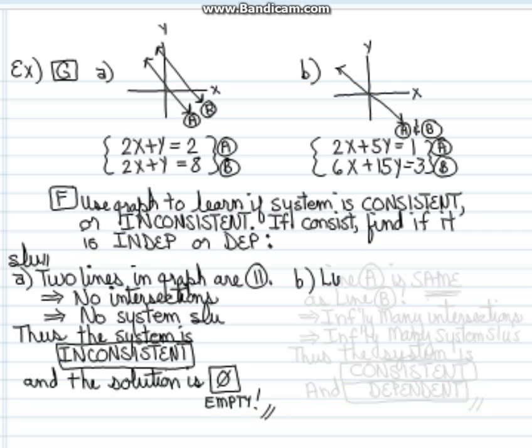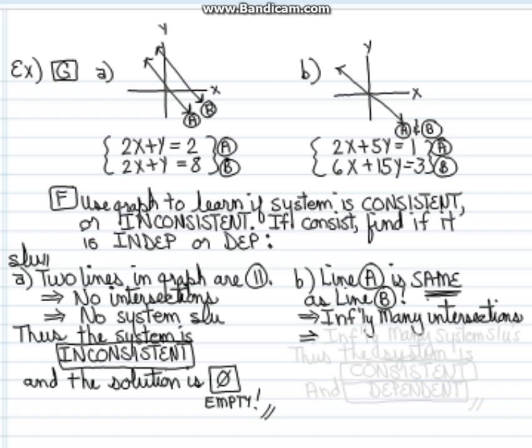Okay, let's look at part B. Let's look at the graph for part B. It turns out that the graph of line A is precisely the same graph as line B. So how many ordered pairs would these guys have in common? In other words, how many points of intersection? Every ordered pair they have in common. They cross each other everywhere. So that implies that there are infinitely many intersections of these two lines in the graph.